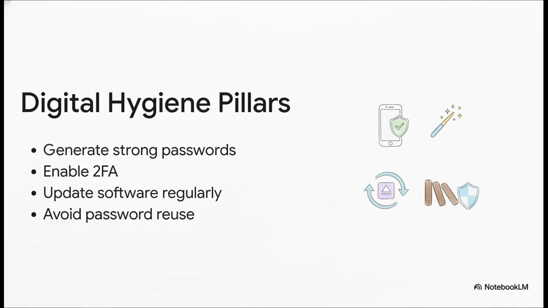Number 2, enable 2-factor authentication everywhere. Number 3, keep all your software updated to patch vulnerabilities. And number 4, never reuse client credentials. A password generator stops the domino effect. If one single site gets compromised, having unique passwords ensures it doesn't take down your client's entire business infrastructure.